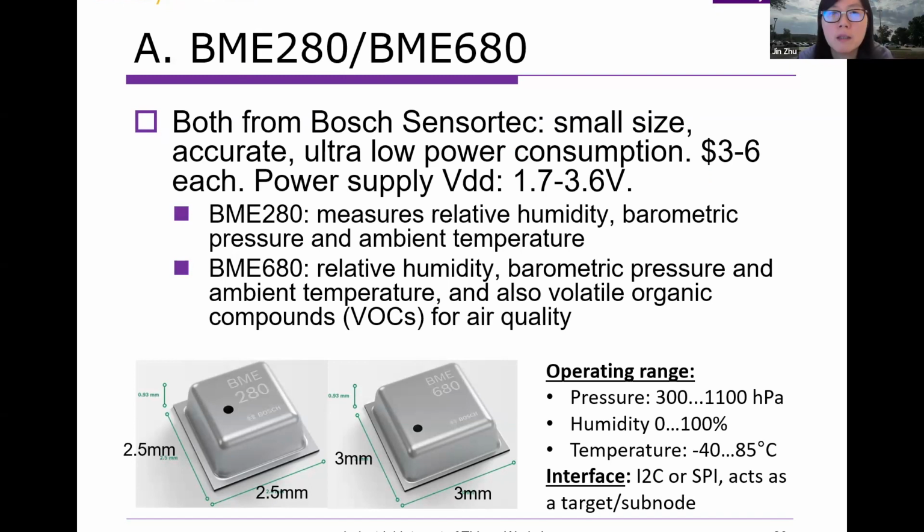The BME 280 and the BME 680 are very similar. Both are from the Bosch Sensortec company. They are very small, with ultra low power consumption and low cost. The BME 280 is slightly cheaper, and it can measure relative humidity, pressure, and also ambient temperature. The temperature range is not very wide. They are semiconductor devices, so they only work from -40 to 85 degrees Celsius. While the BME 680, in addition to what the BME 280 can detect, can also provide volatile organic compound, or VOC, information for air quality.